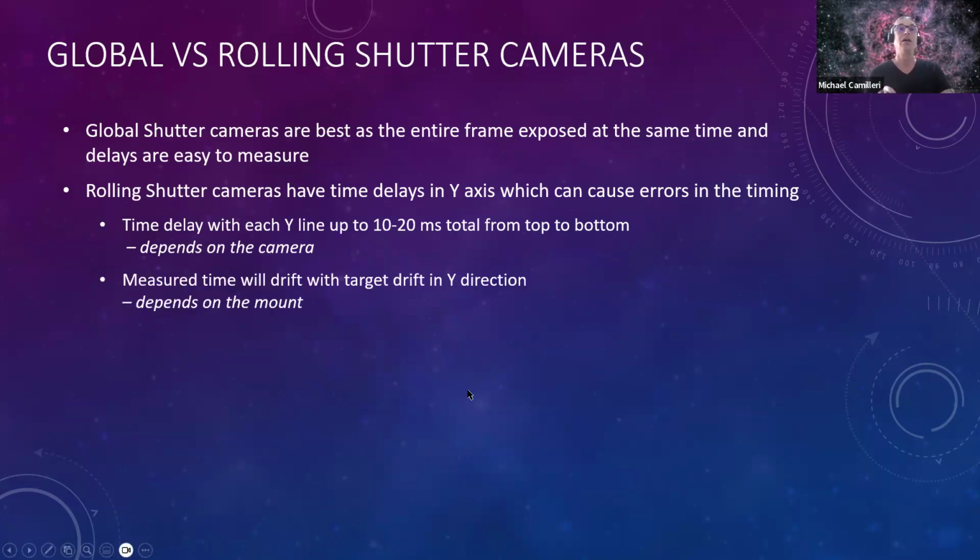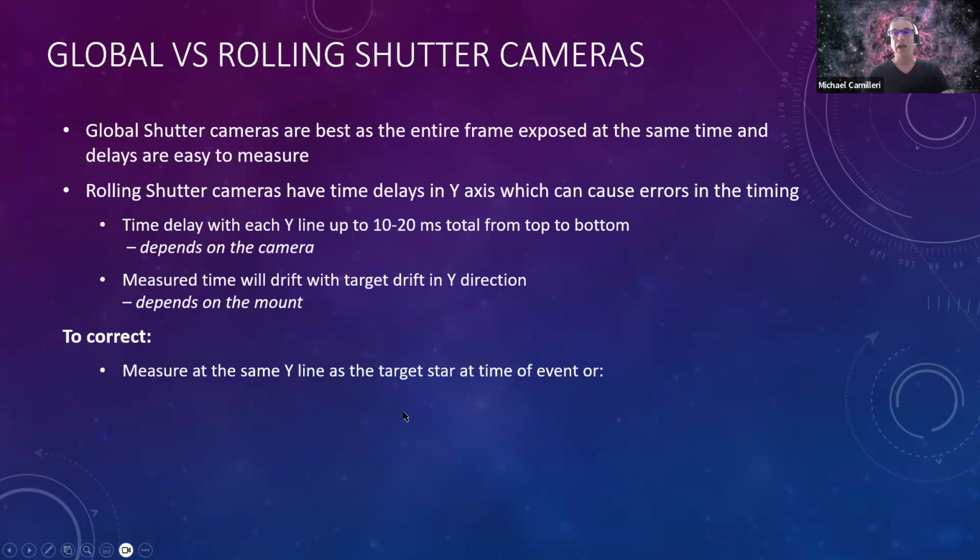The measured time will drift if your star drifts across the field in the Y direction, and how your star drifts in the Y direction will depend on your mount. Some will drift in a consistent direction and some won't. So that needs to be taken care of. I won't go into too much detail about this, but the two main methods are measure at the same Y line as your target star. Sorry, I'll just go back.